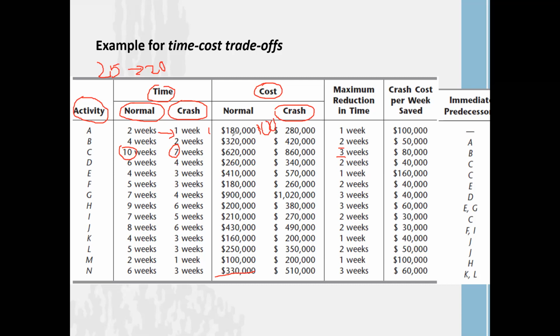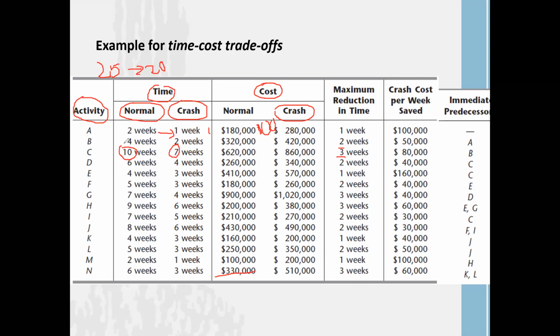Earlier for 2 weeks, it is 180. But when you are completing in 1 week instead of 2, now you have to consume 280. Right? For 1 week, that means 1 week reduction is there. No? For 1 week, you have to incur an additional $100,000.